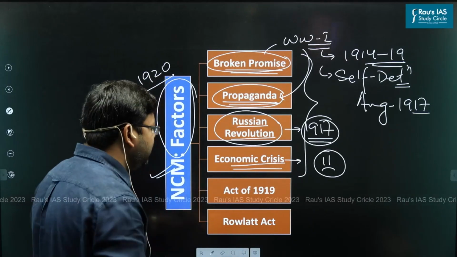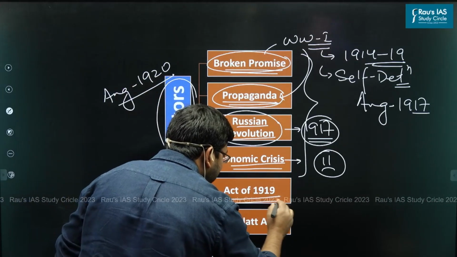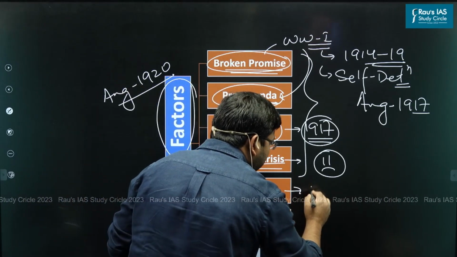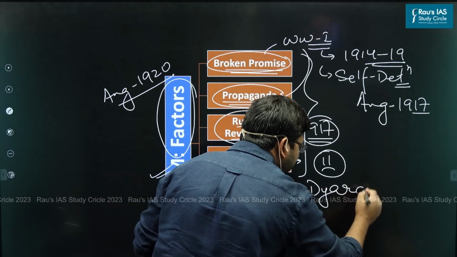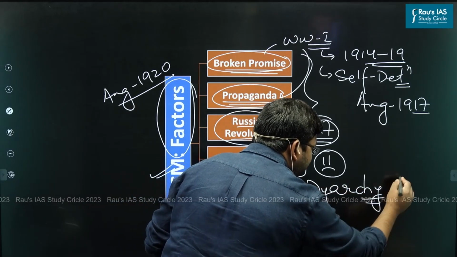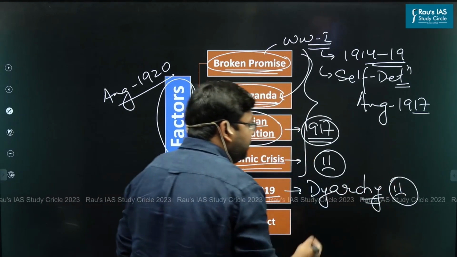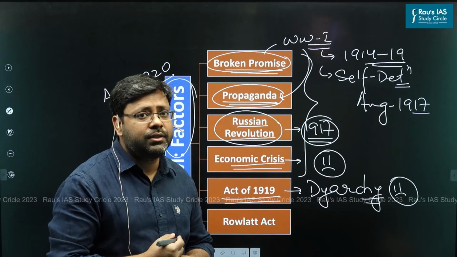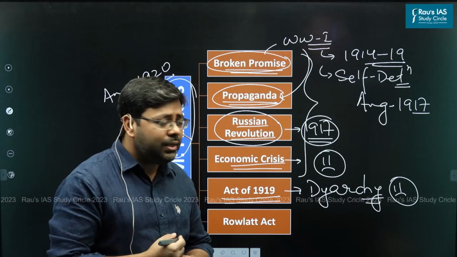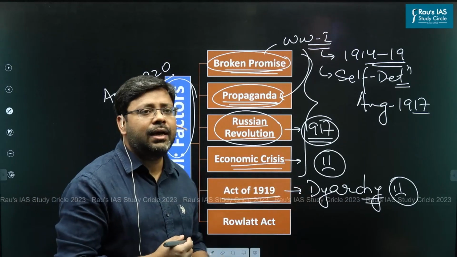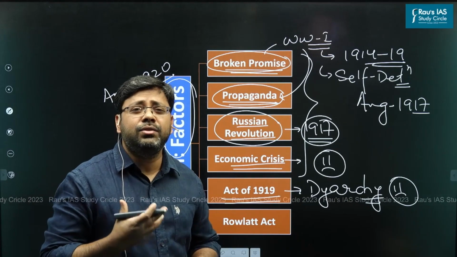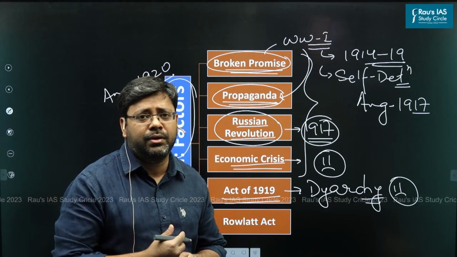For example, the Government of India Act 1919 that was brought in came up with diarchy. That was a complete failure. The Indians were expecting a good constitutional reform after the First World War, but the British came up with a failed diarchy-like system in the Government of India Act 1919, leading to huge disappointment among the people.